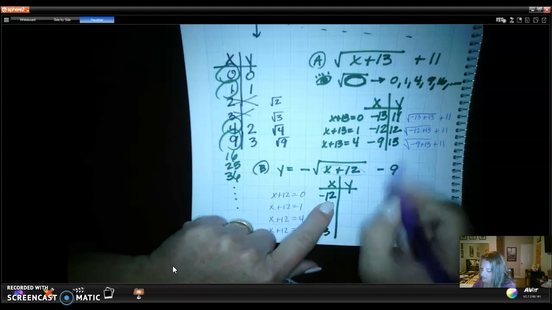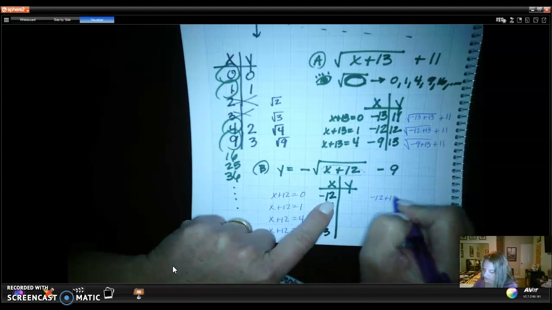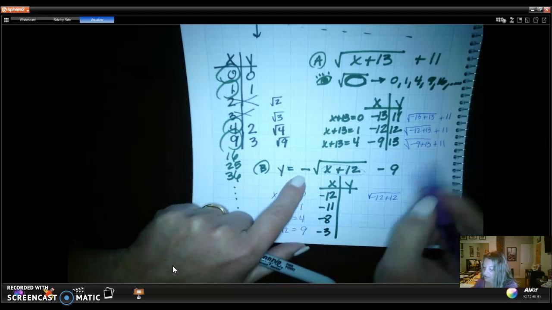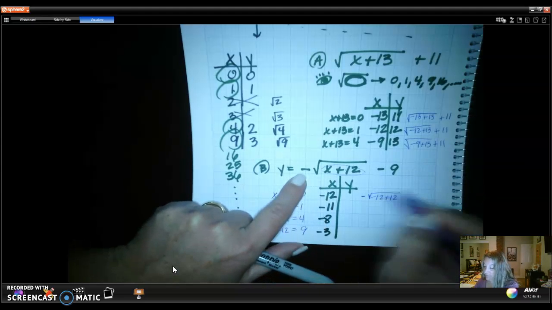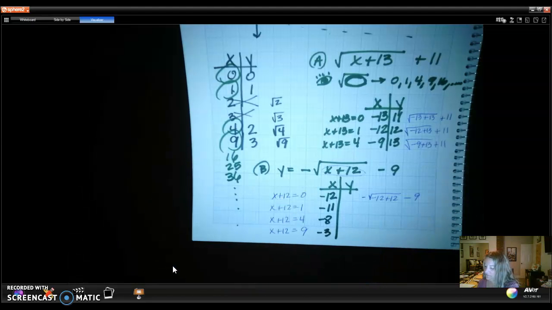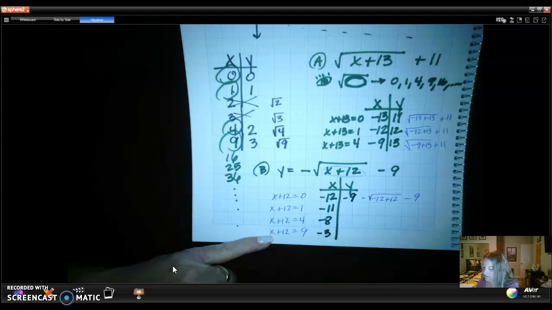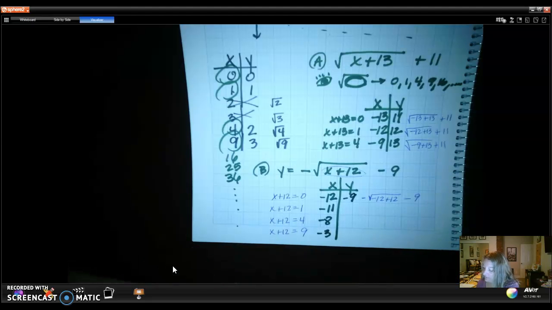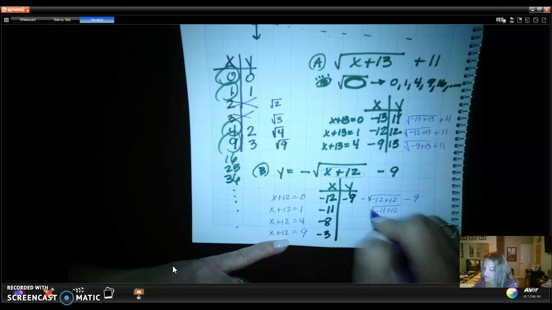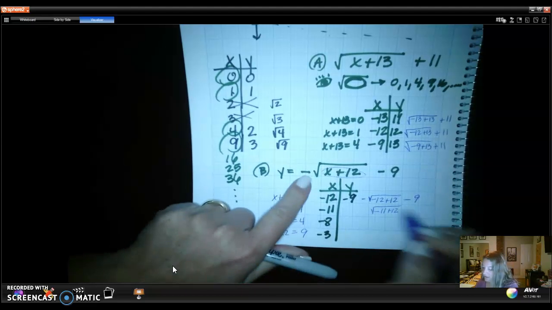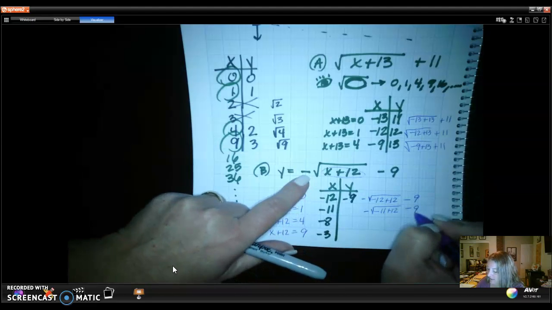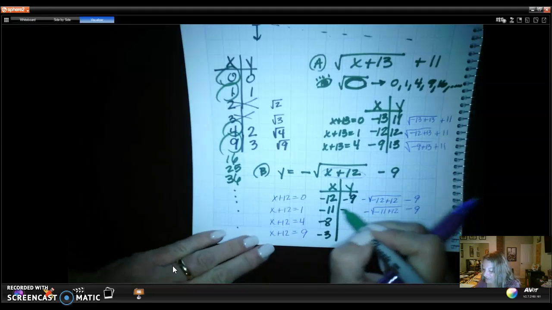I'm going to plug this in. So negative 12 plus 12 is 0. I'm going to square root that and get 0. Then I'm going to do this negative sign. So now I'm looking at a negative 0. Minus 9, negative 9. Let's do negative 11. When I put in a negative 11 plus 12, I get 1. I square root that and get a 1. I put this negative in front of it, so now I'm at negative 1. Minus 9 makes negative 10.